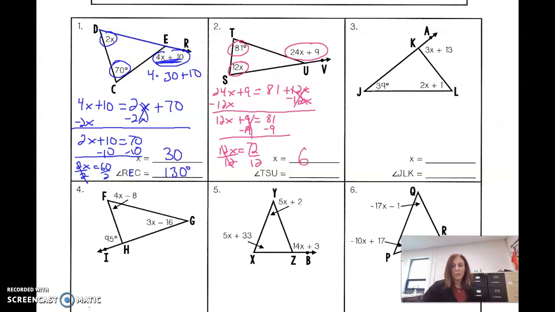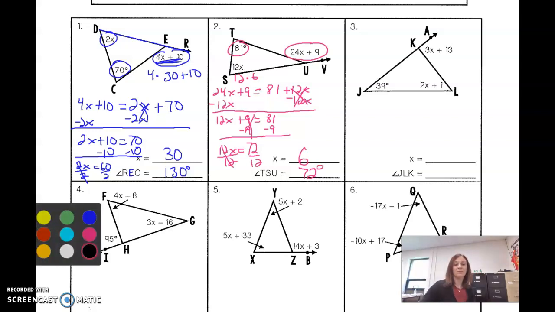Okay? Now, we want to find the measure of TSU. That's this 12x right here. So again, be careful. Don't just always assume what angle you're going to be solving for. This is going to be 12 times 6, 12 times whatever our x value is, and 12 times 6 is 72. Sorry, it's 72 degrees. 12 times 5 is 60. Okay? All right, let's keep going.